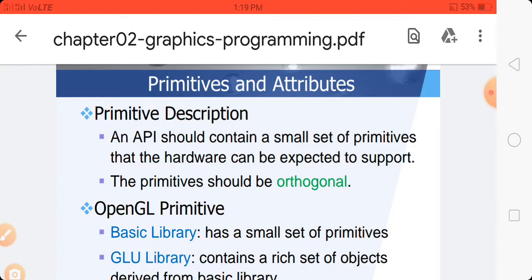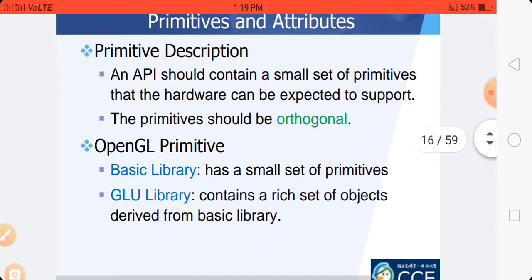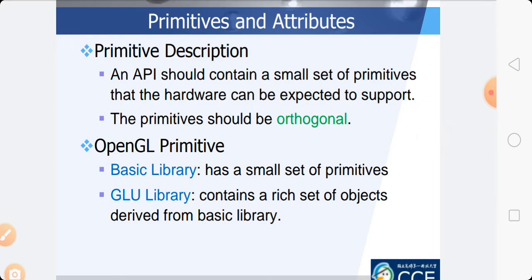The primitives should be orthogonal. तो primitive कैसे होने चाहिए? Orthogonal होने चाहिए. OpenGL primitive. What is the difference between the primitive description and OpenGL primitive?